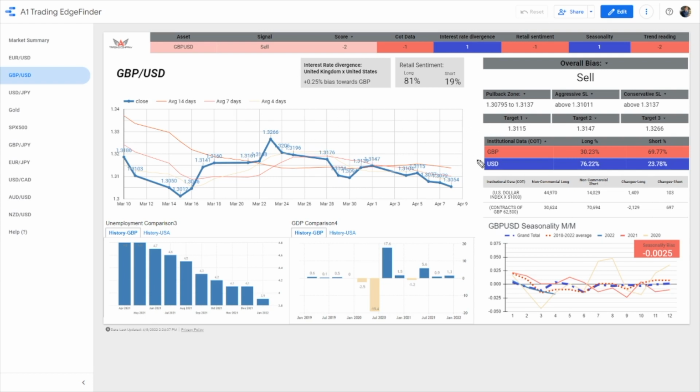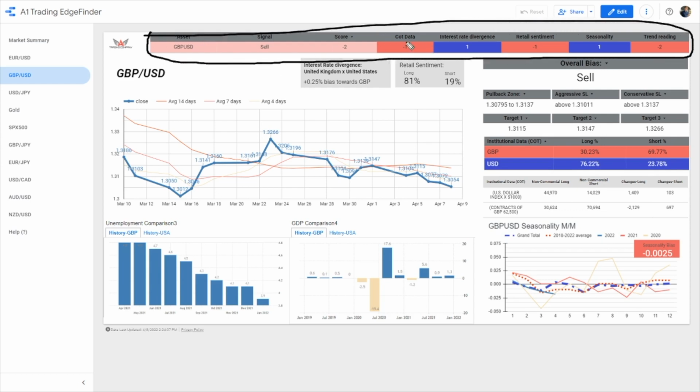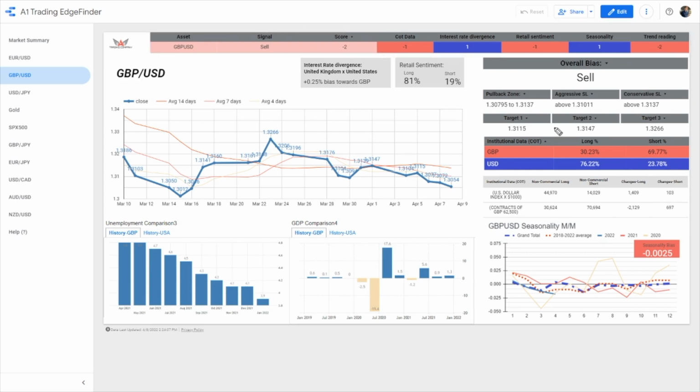What it does is it scans for a list of very important metrics. And you can see the metrics listed at the top of the screen. You have things like COT data, interest rate divergence, retail sentiment, seasonality, the trend. And then you can also see that there is a signal provided with targets, pullback zones, stop loss ideas, all sorts of stuff listed on this one view.